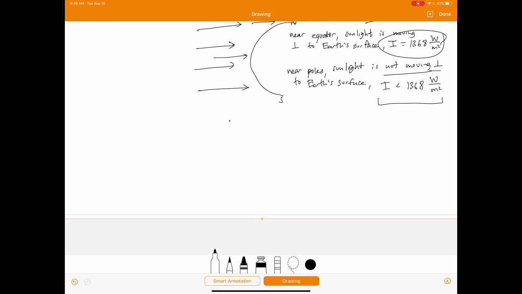So next, let's think about the intensity of the sunlight that reaches Neptune.